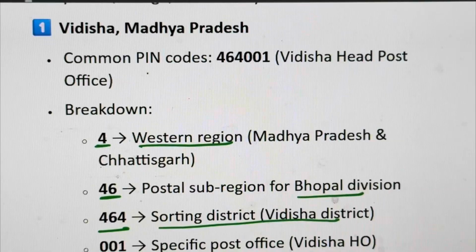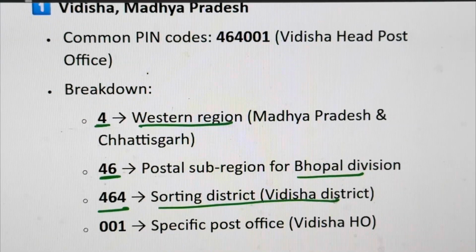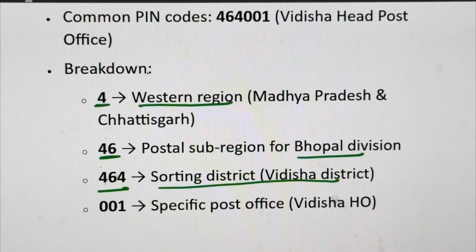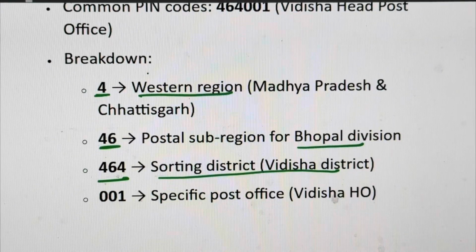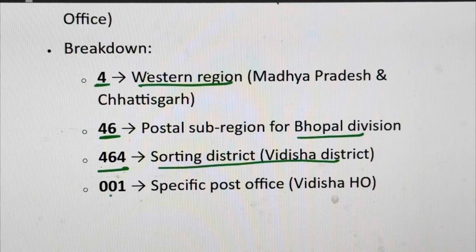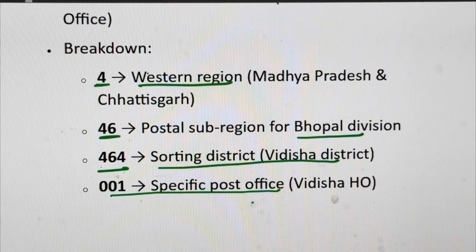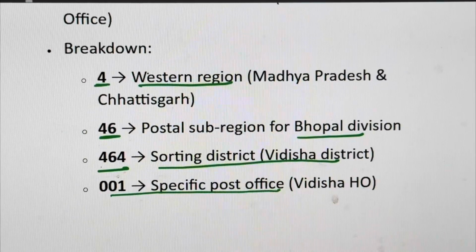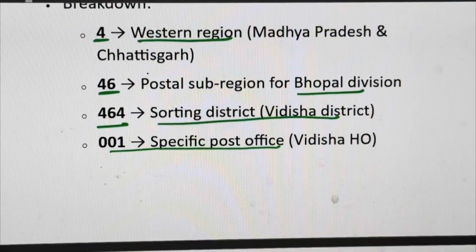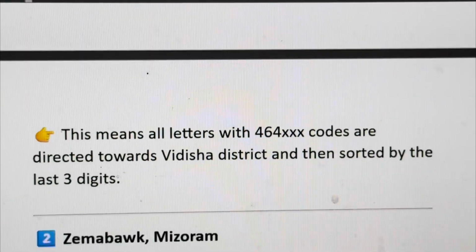So as soon as the postman sees 464 on whatever comes to the post box, they will send it to the Vidisha district. Once it reaches that district, then it is sorted based on the specific region. That is, 001 is the specific post office of Vidisha, which is the head office. Right? From there they can reach that particular locality and the person receives the post, right?